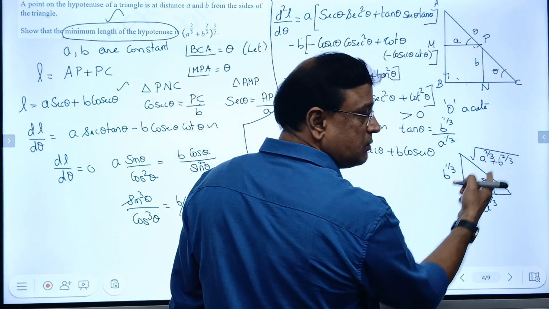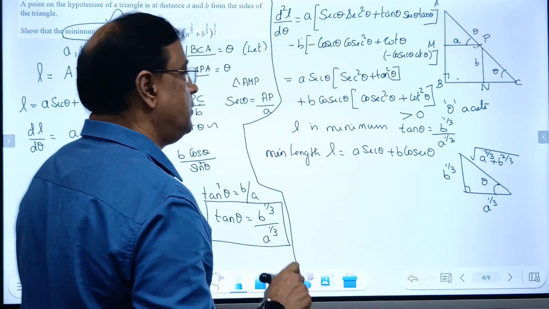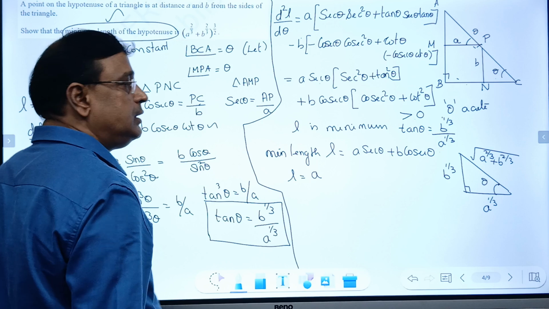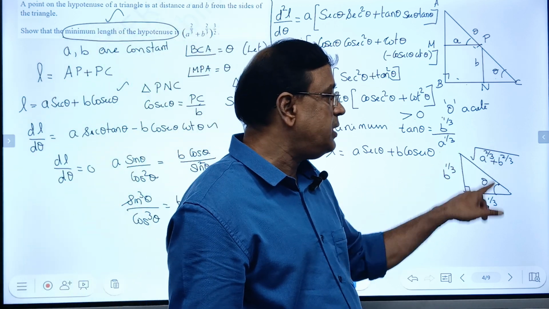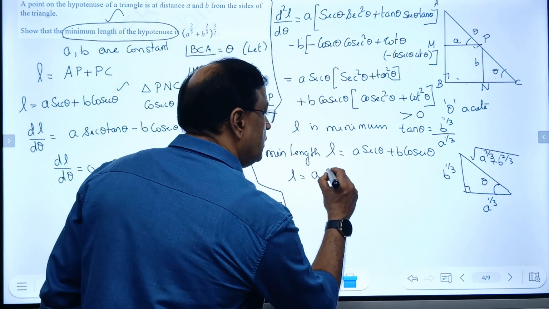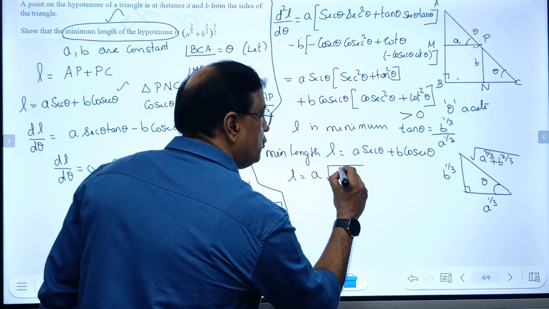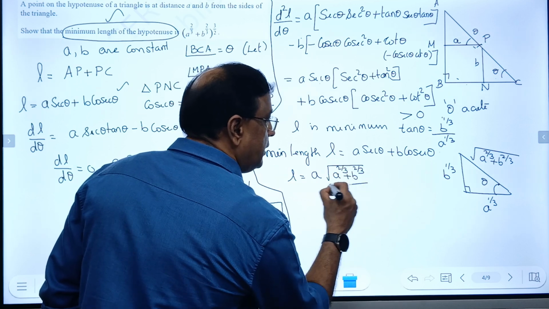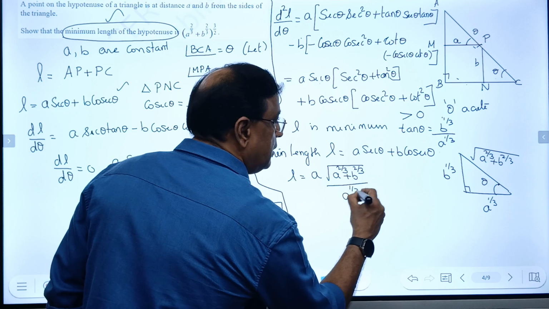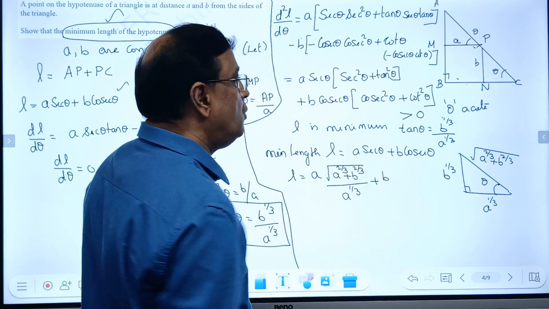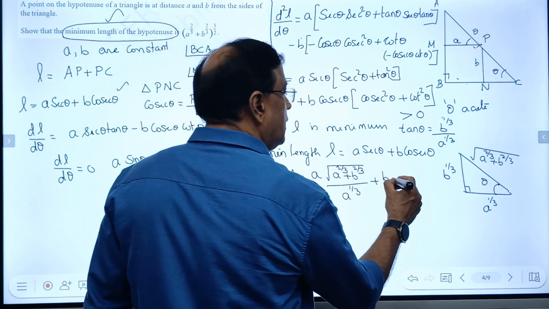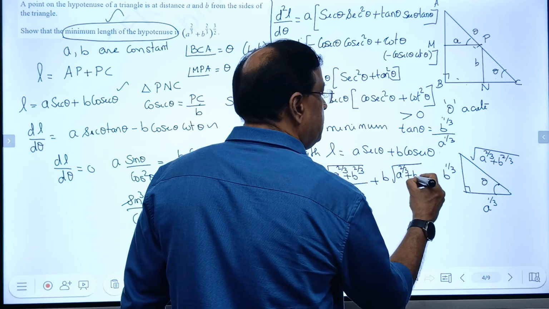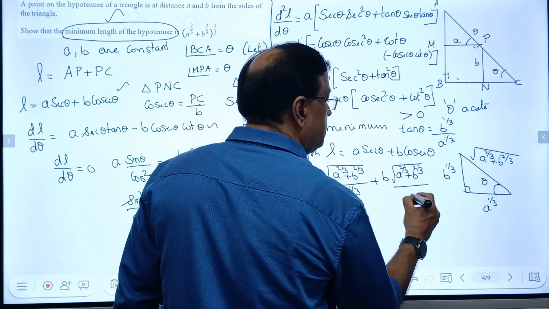X square plus Y square. I am just using Pythagoras theorem. Now L is A into, what is secant? Secant is hypotenuse by adjacent. So what is hypotenuse? Root of A power 2 by 3 plus B power 2 by 3 divided by A power 1 by 3, plus B into, what is cosecant theta? Hypotenuse. What is hypotenuse? Root of A power 2 by 3 plus B power 2 by 3 by B power 1 by 3.